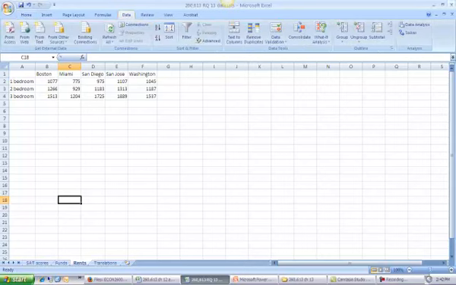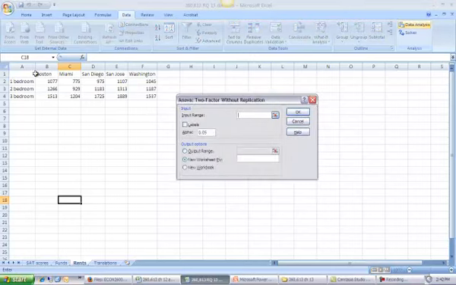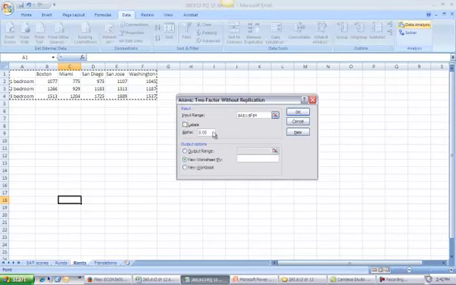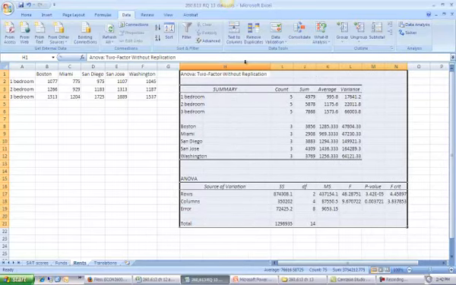So I'm going to go to data, data analysis, 2-factor without replication, click OK. I input all of this data here. I do have labels. Okay, and my output range, notice I have to click on there, otherwise it's going to undo all my work. I'll just put that right there. Click OK. All right, so how do I interpret this?